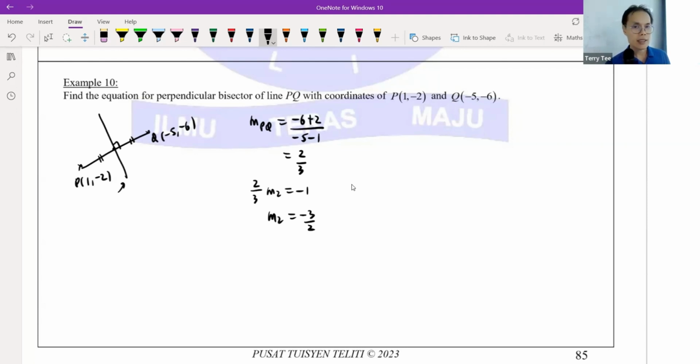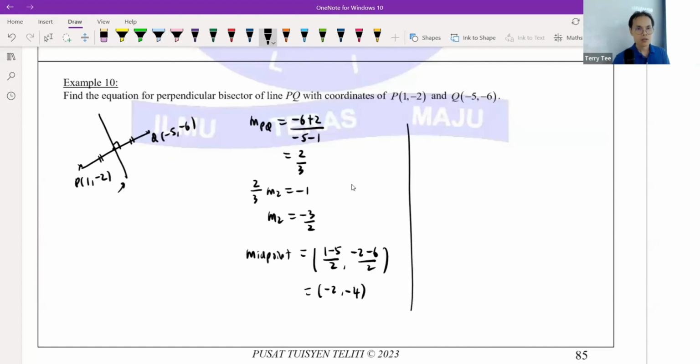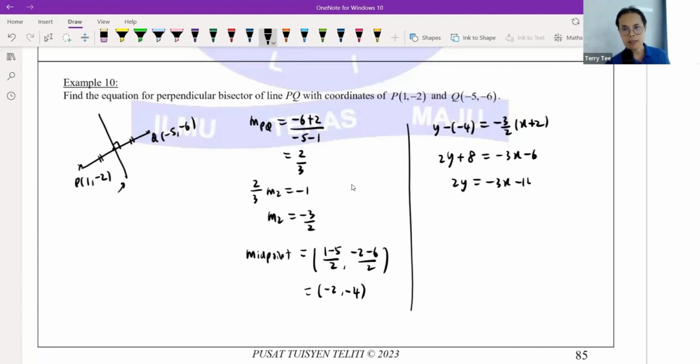All right, so I've got the gradient of second line. I need to find the midpoint though. My midpoint is (1 - 5) over 2, (-2 - 6) over 2. This is -2 and -4. So let us find the equation now. y minus y1, my gradient is negative 3 over 2, x minus x1. Now, minus, you can just write plus. This is 2y plus 8 equals -3x minus 6. 2y is -3x minus 14. Your y is -3 over 2 x minus 7.